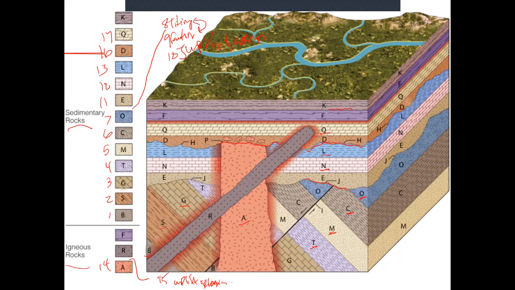So after Q it could go 18, 19, and then 20. That would be R, F, K, or it could be F, K, R, or it could be F, R, K. It could be in any order, those last three. But we just know that they have to be younger than Q, and K has to be younger than F. Somehow we can put together that sequence of events applying those principles of relative dating.